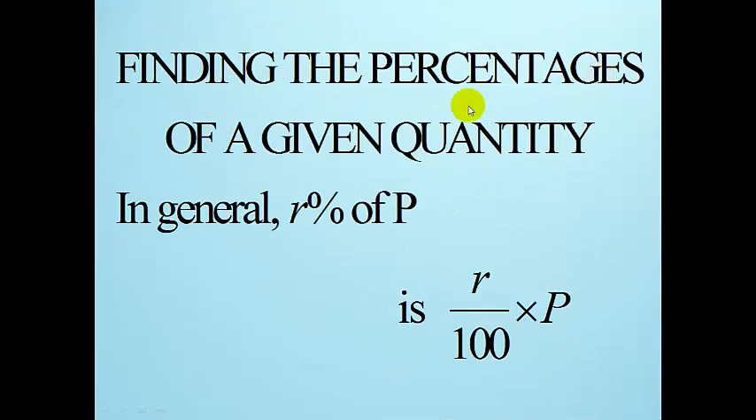Finding the percentages of a given quantity. How do we find the percentage of a given quantity? Now, in general, R percent of P, that is, R is the percentage of P. Now, this is given by R divided by 100 times the quantity P. So if you are taking R percent of P, the result is R divided by 100 times the quantity P.